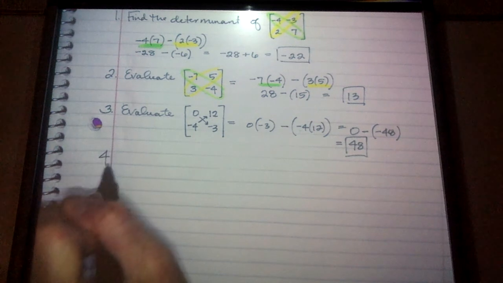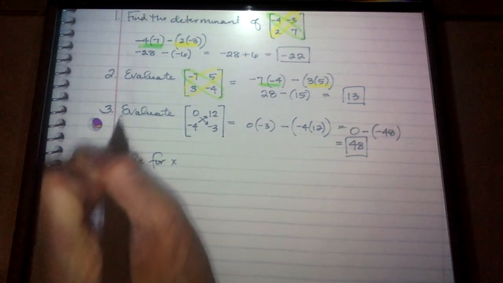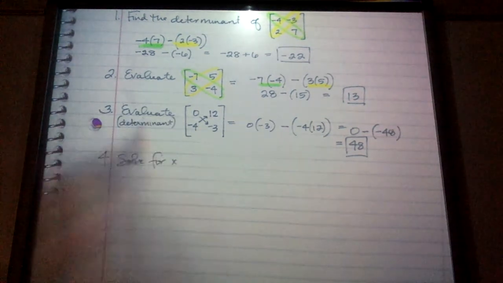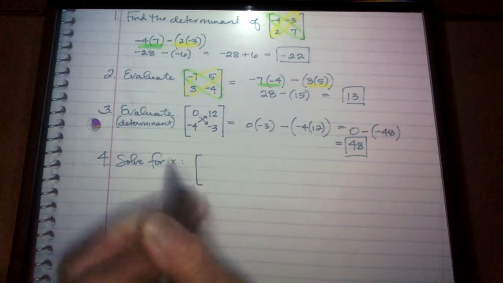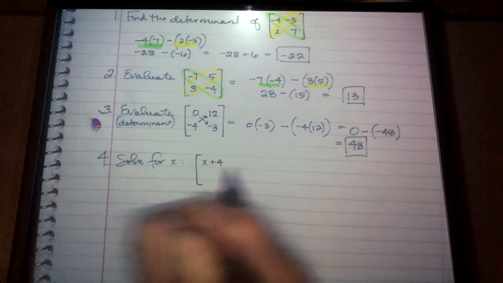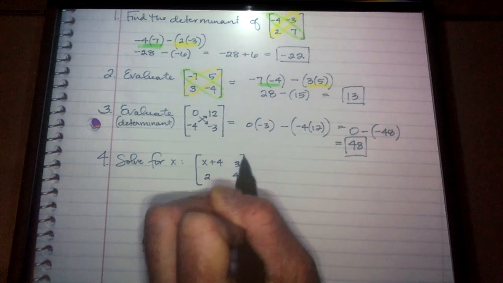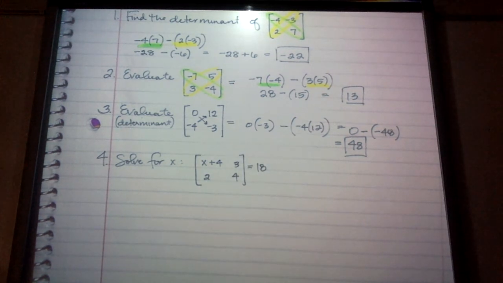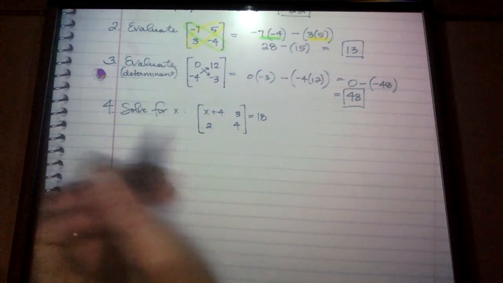Number 4, solve for x. So here is x plus 4 and 3 in the first row. The next row is 2 and 4 equals 18. Now I'm going to solve this using the determinant. So you're going to see one like this in your homework and on your test. So let's set it up.